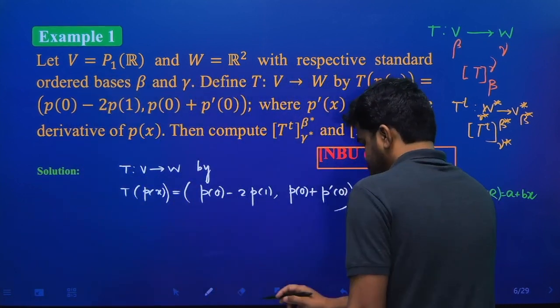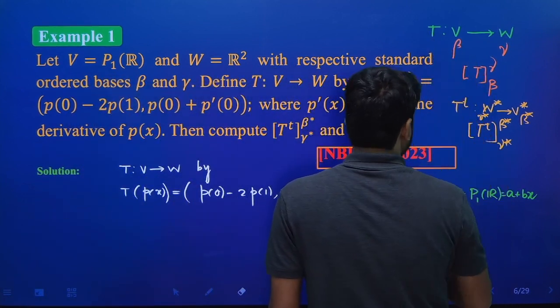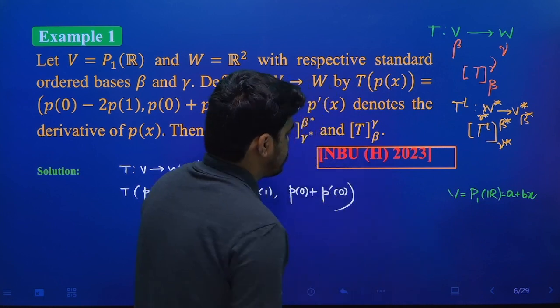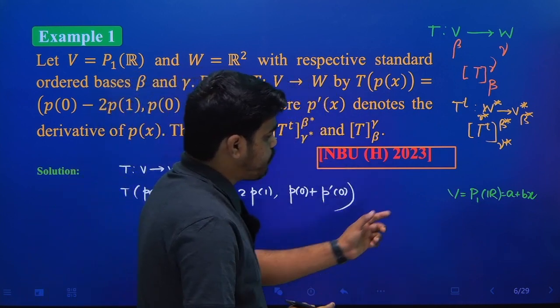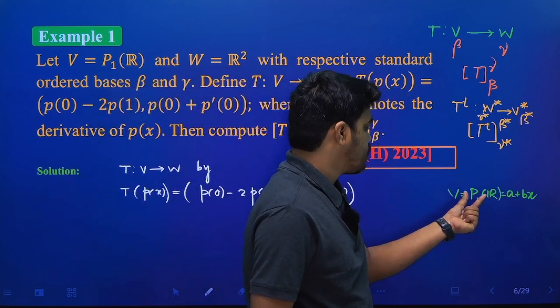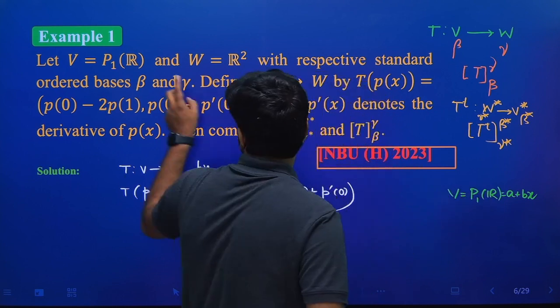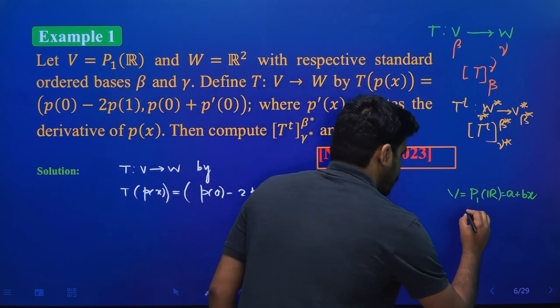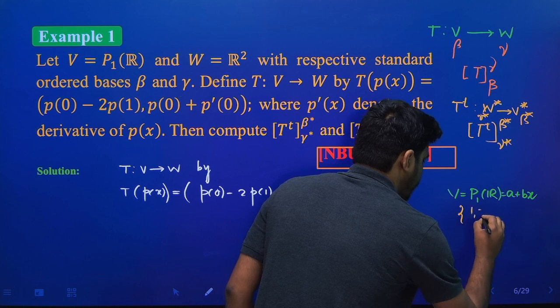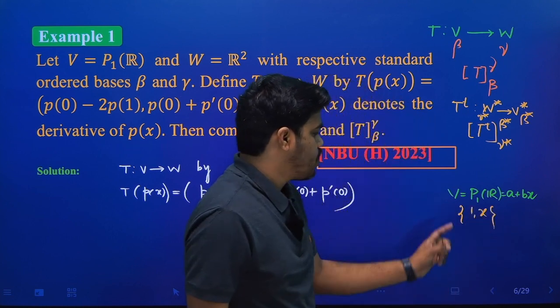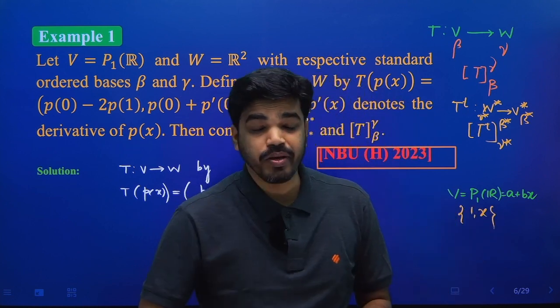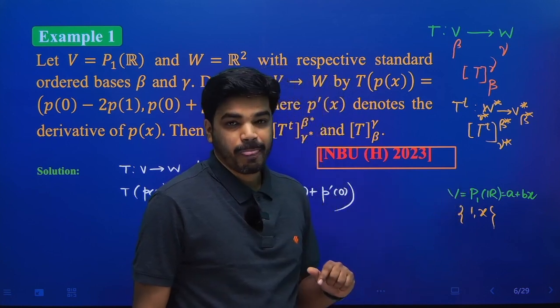So I think the concept is clear. Okay, so just see what is the standard basis for real polynomials of degree 1. This is the standard basis 1, x, right? 1, x, this is the standard basis for V, right?